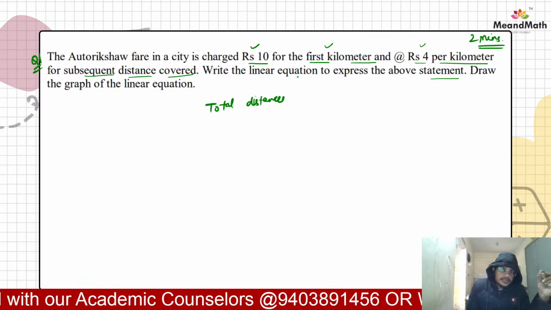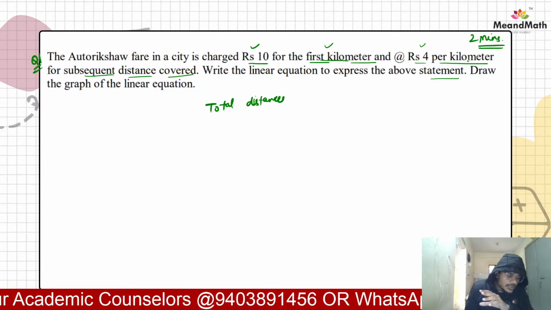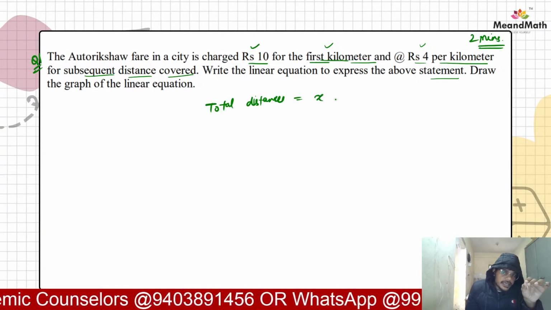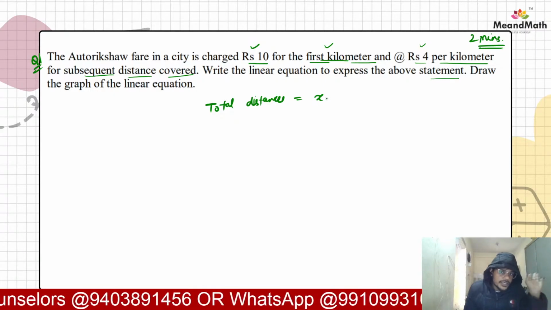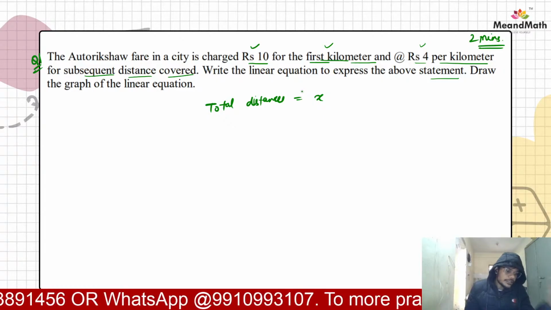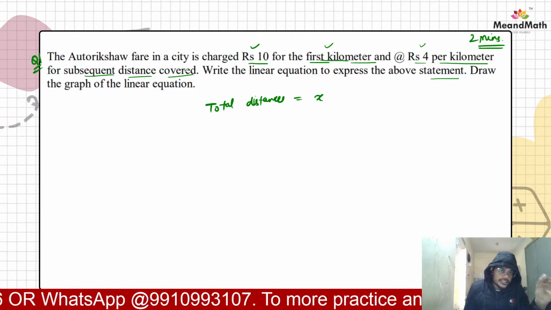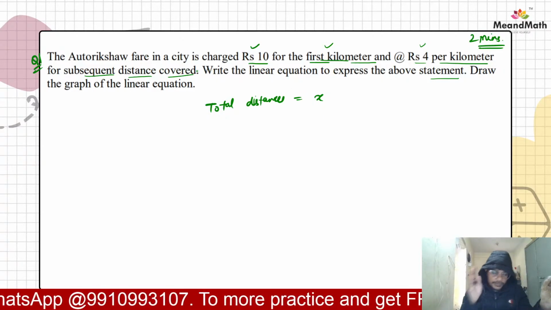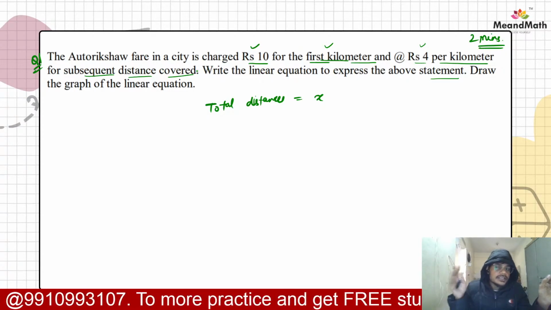Total distance is 1 plus subsequent one. Okay, let's say your total distance is x. That means for the starting 1 kilometer, the auto rickshaw fare is 10. But after 1 kilometer, the rate is 4.